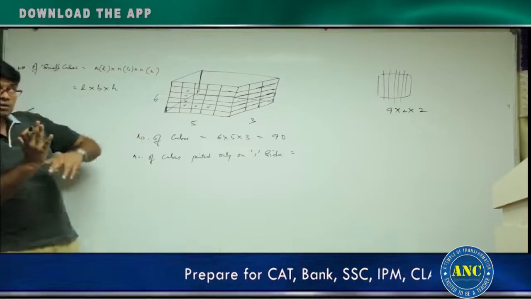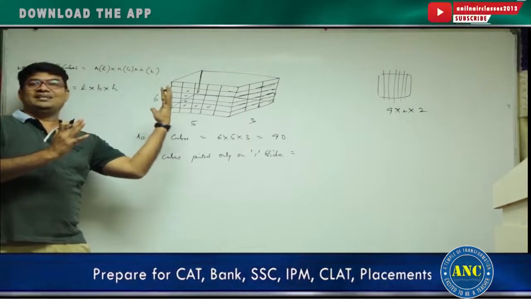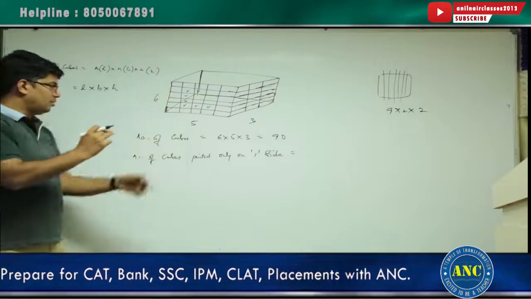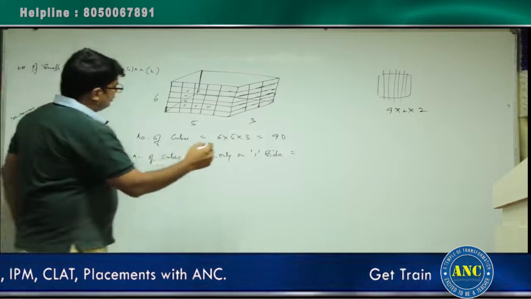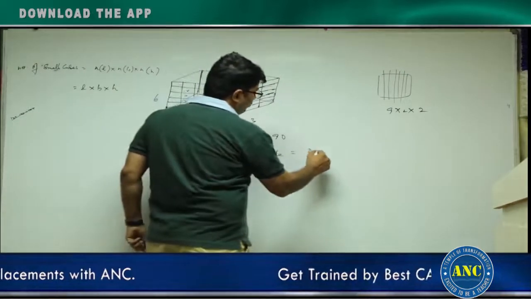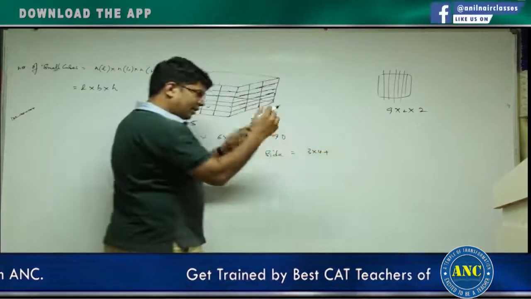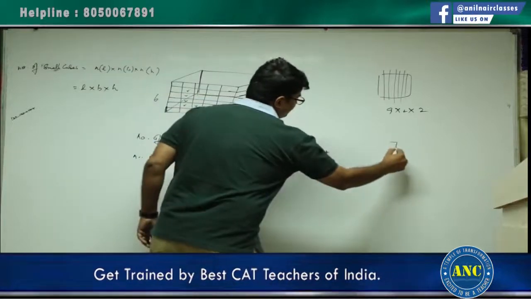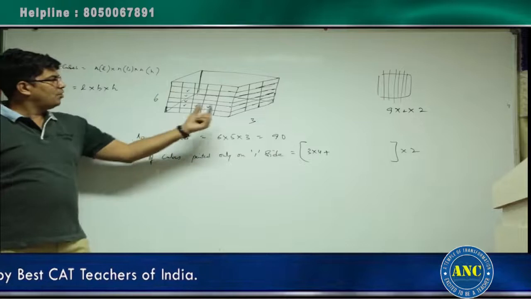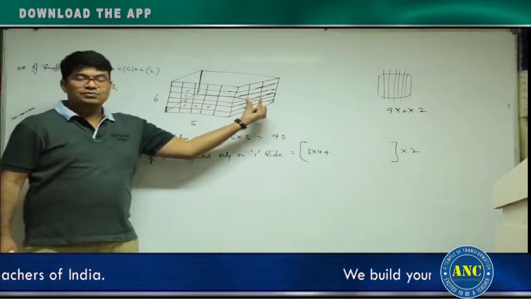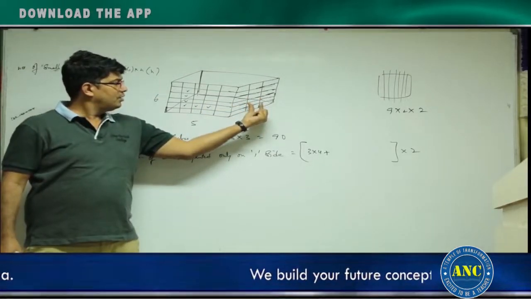12 this side, 12 that side. Total 24. No, the total is not finished yet. 72. Yes. Only 2 sides. So it will be 3 into 4 plus. We'll do into 2 later. 3 into 4. What about this side? 4. Sir. What 4?